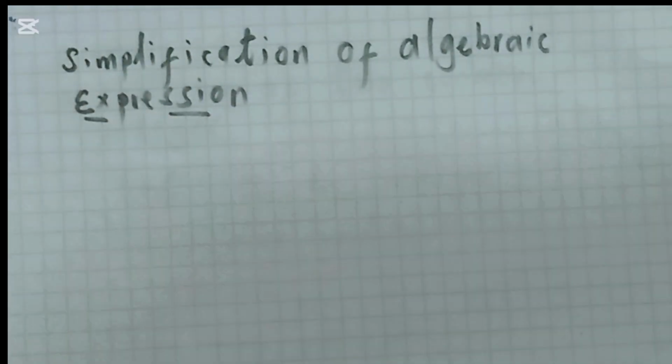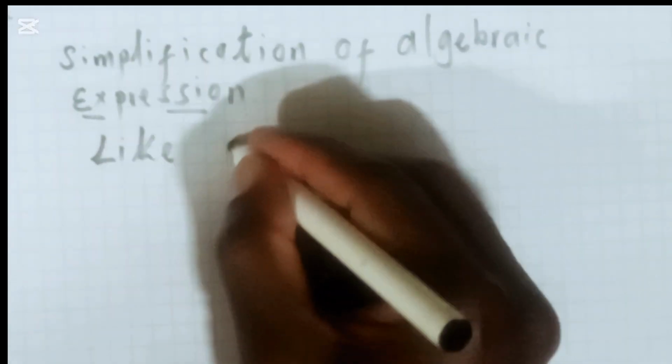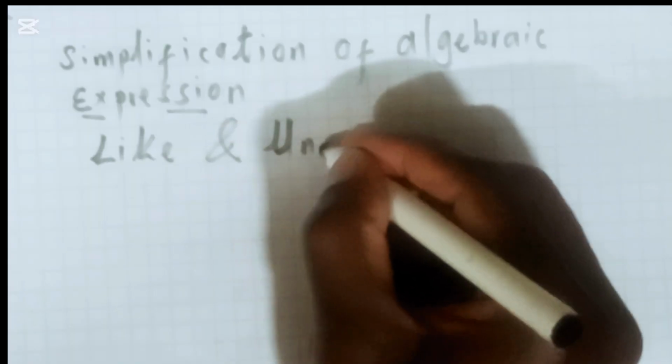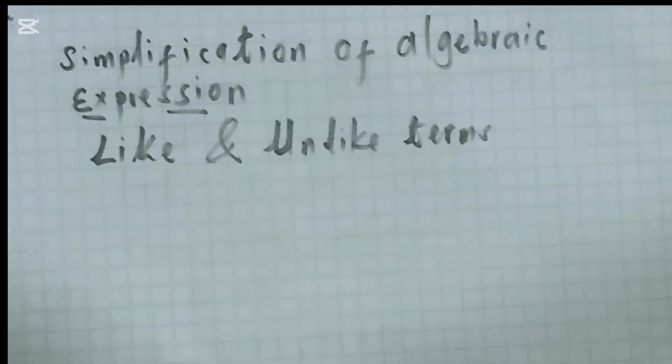Yes, so moving on to simplification of algebraic expressions, I want to introduce a new term that is going to greatly help you with problems that involve simplifying algebraic expressions. And that is the idea of like and unlike terms. So at what point do we say that terms are like? And at what point do we say that terms are unlike?